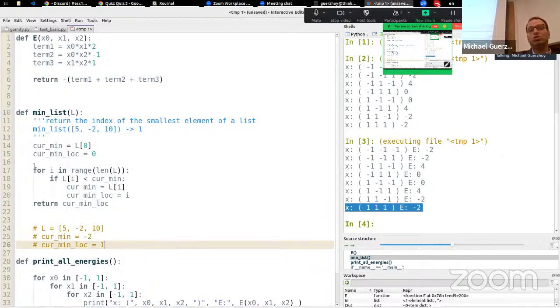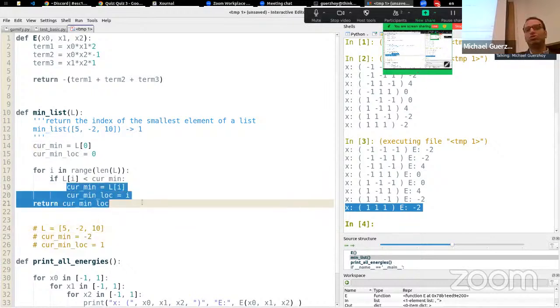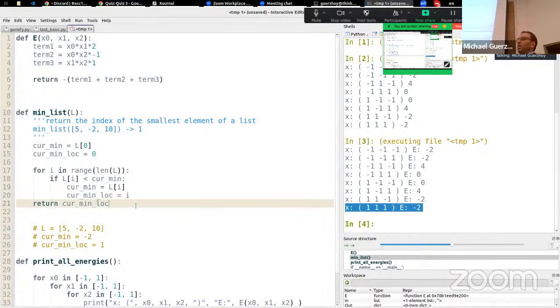I then go to i equals 2, and I say, is the list at 2 smaller than the current minimum? No, it's actually larger, so I don't do any of that. I'm out of the elements in the list, so I'm on line 21 and I'm returning the location of the current minimum. Make sense? So that's what it is. Questions about this?